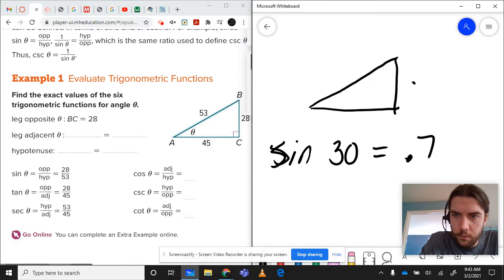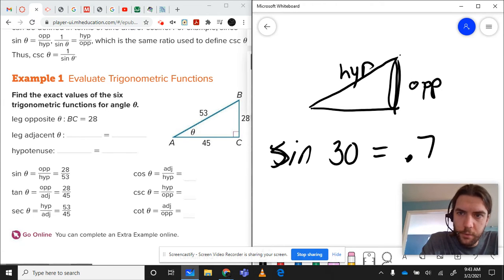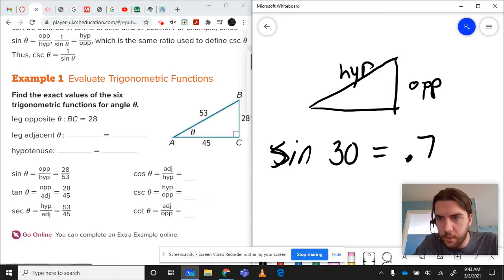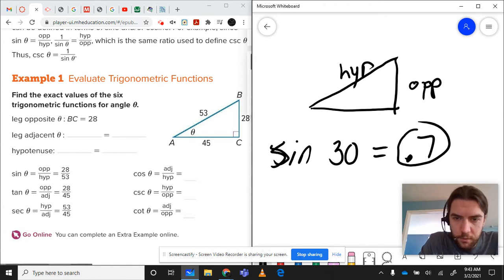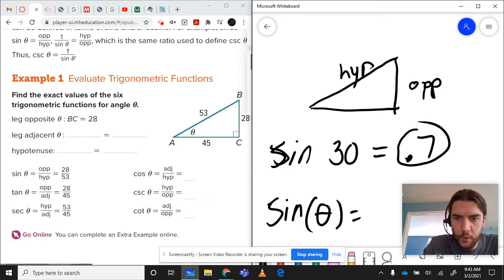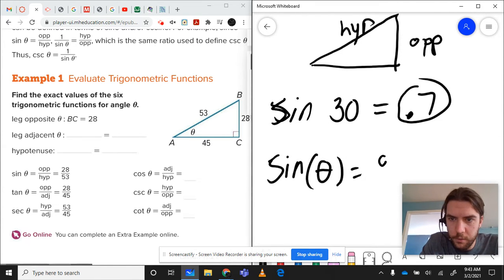Okay, so sine is opposite over hypotenuse. Looking at these, we can say that this looks about 70% as big as the hypotenuse, roughly, maybe not a perfect drawing, but if you put it into a calculator, that's what you would get. So you have sine of your angle equals some ratio. That is what the function is doing. The input is the angle, and the output is the ratio.